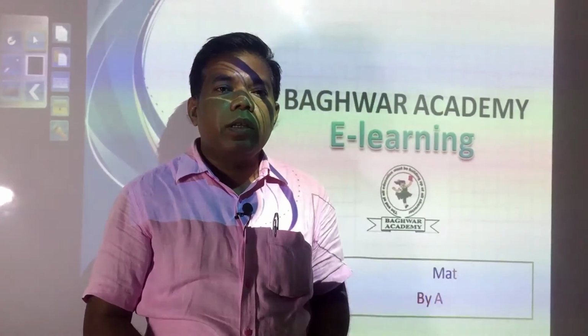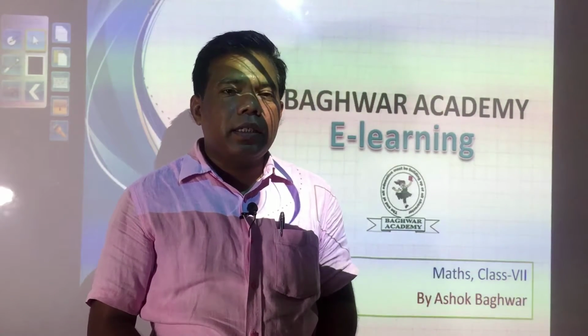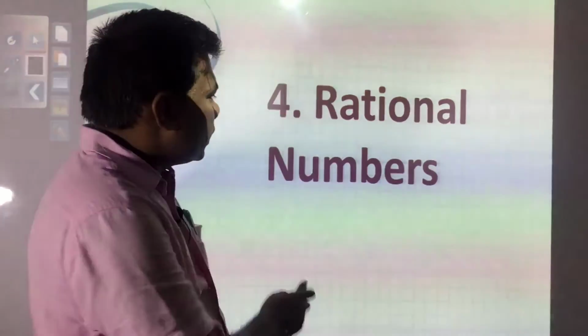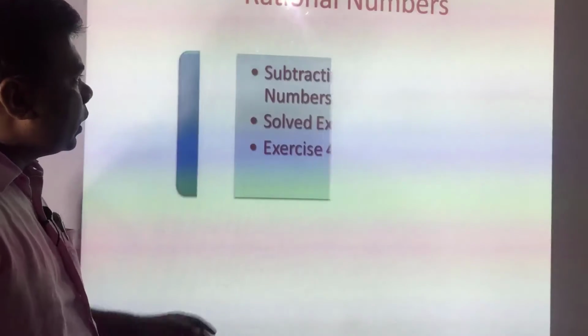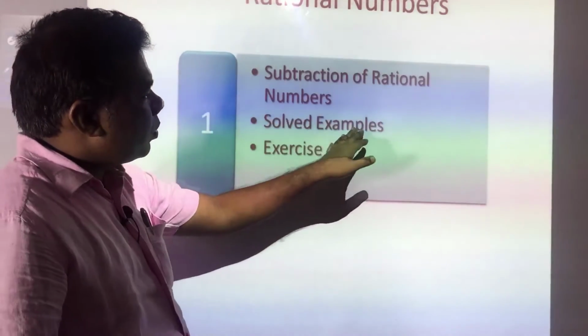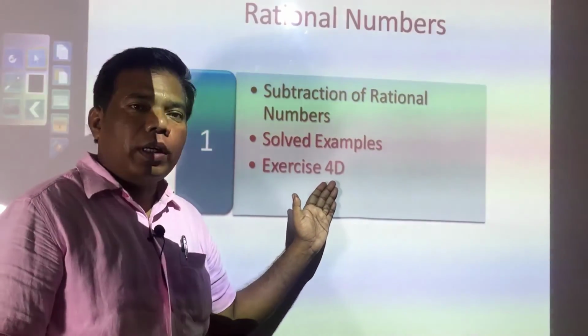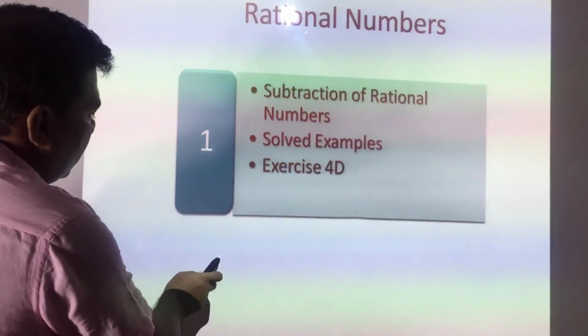As we have been doing rational numbers, under rational numbers we had already seen addition of rational numbers, and we had completed exercise 4C in the last class. Today in this class we are going to see subtraction of rational numbers, some solved examples, and a few questions from exercise 4D. So, let us start.